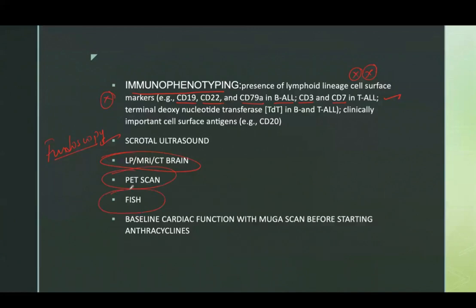Then PET scan, then FISH. I'll tell you what exactly we'll look at there. Then you need to do baseline cardiac functions and MUGA scan especially. This is a specific test before starting anthracyclines, because all the anthracyclines have the propensity to cause cardiomyopathy. They asked in a recent exam, both part 1 and part 2 in the last 2 years, what is the most specific test? It's not even echo, it's MUGA scan. It's MUGA scan. Okay. Next.